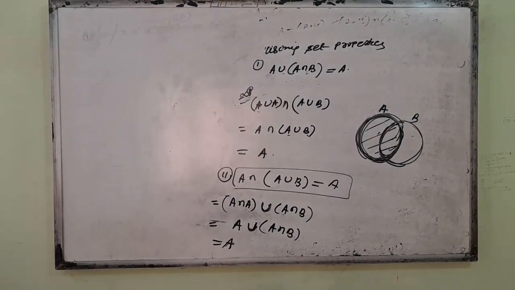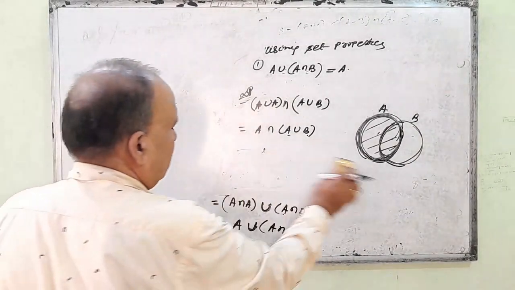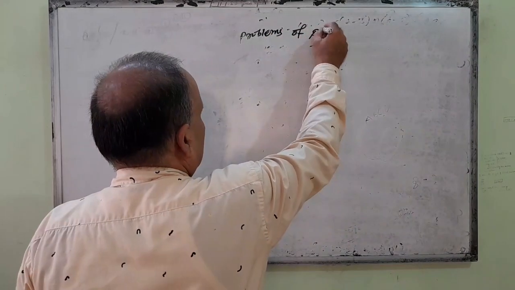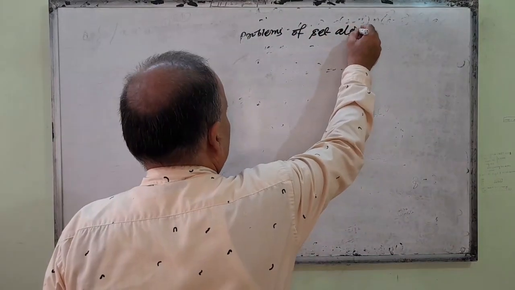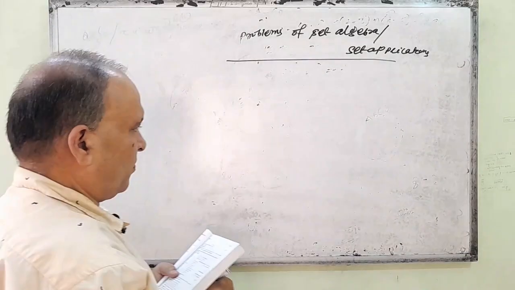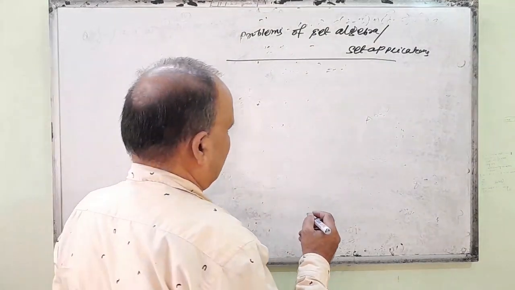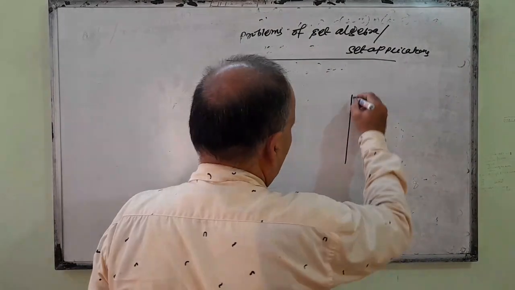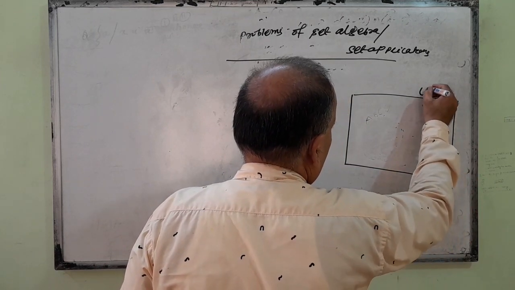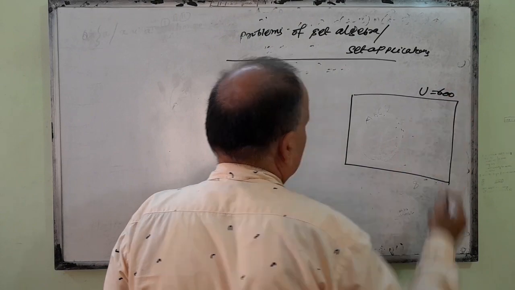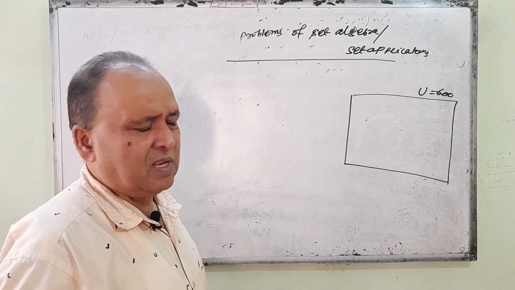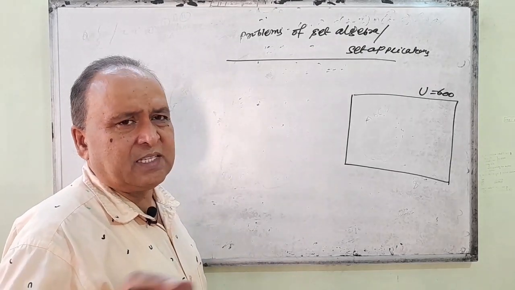There are so many types of proofs. Now I am doing problems of set algebra or set application. Question, you remember: in a survey of 600 students in a school, it is not necessary that all students will take tea and coffee or both. There are some students who are neither taking tea nor coffee.